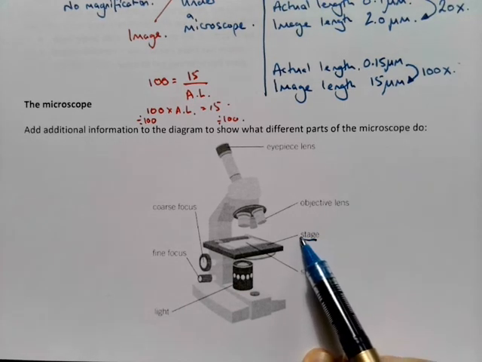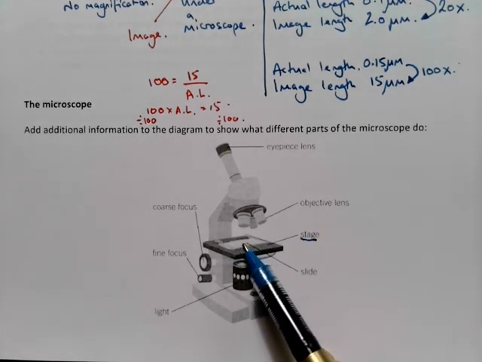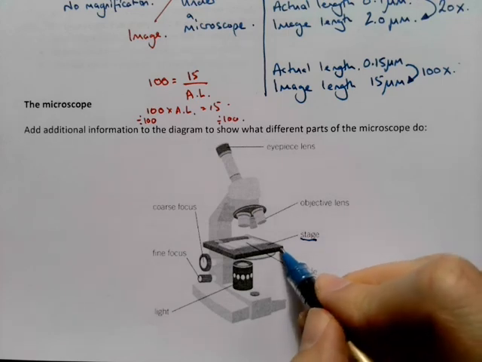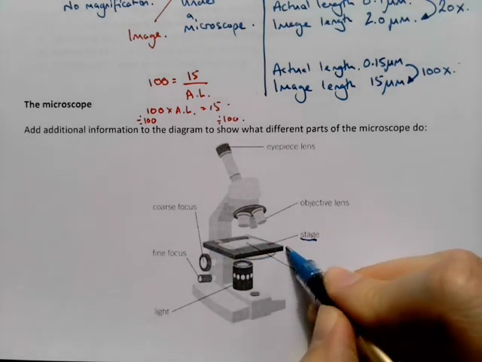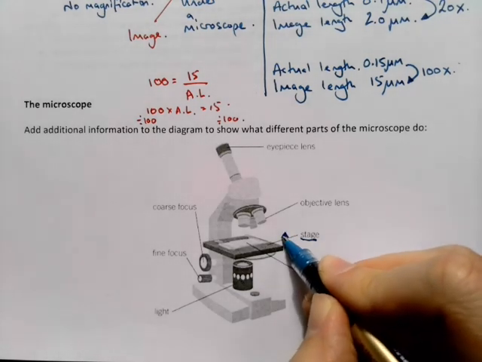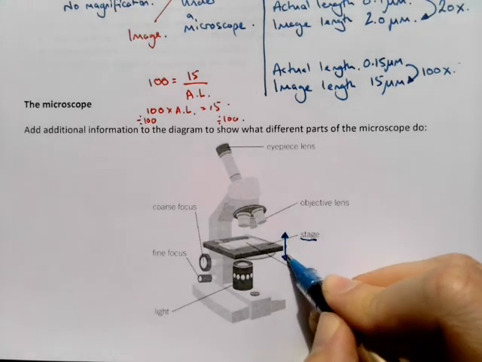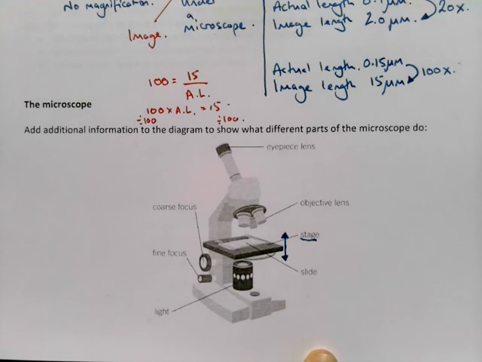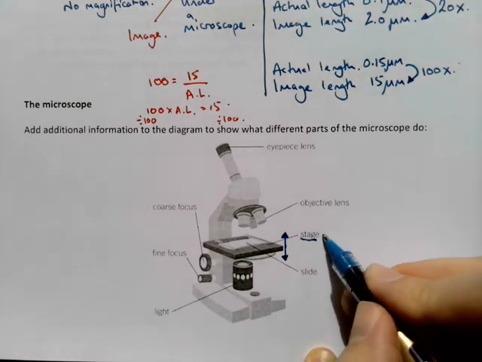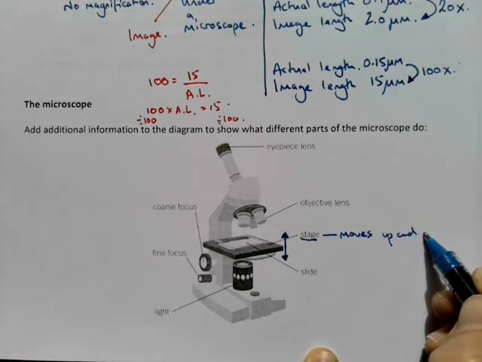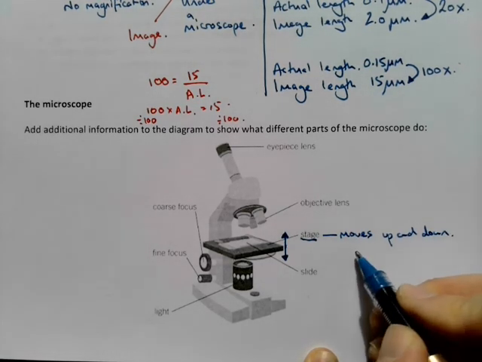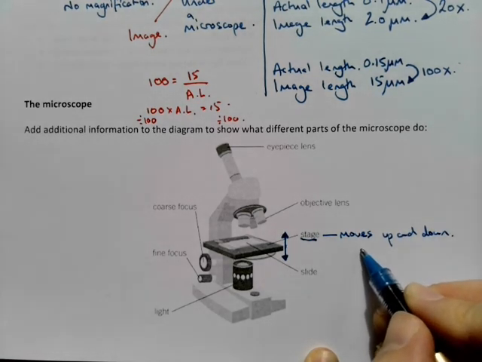The stage is the thing that you put your sample on. It's this black slab here. It's the thing that moves up and down, and you put the slide on here.